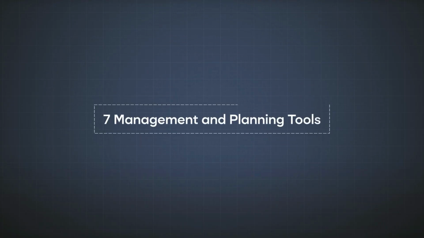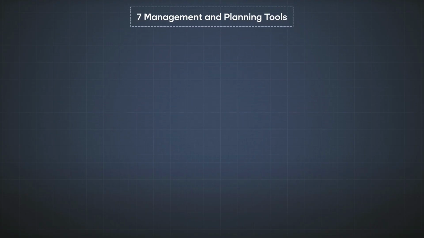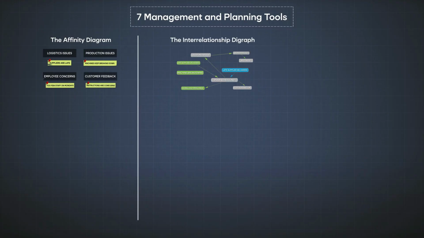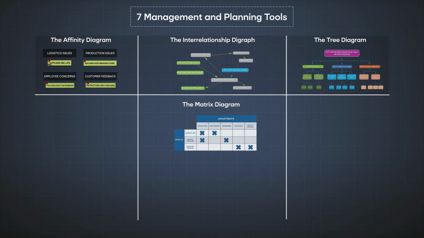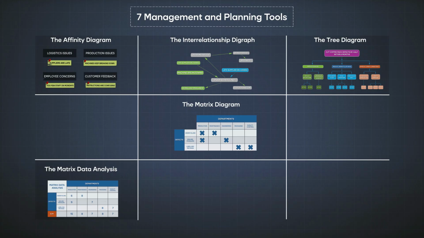So, let's wrap this up. The 7 management and planning tools give you structure, clarity, and forward-thinking control. The affinity diagram organizes scattered ideas into themes. The interrelationship digraph shows cause and effect relationships. The tree diagram breaks big goals into actionable steps. The matrix diagram reveals how variables or teams connect. The matrix data analysis adds prioritization and weight to those relationships.